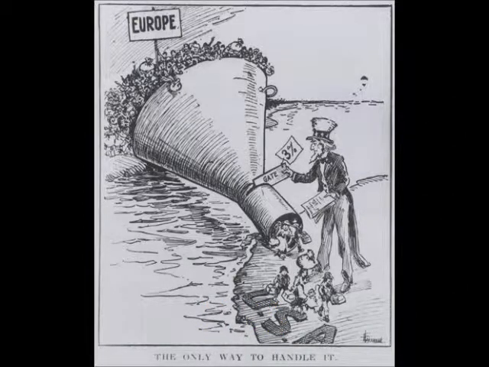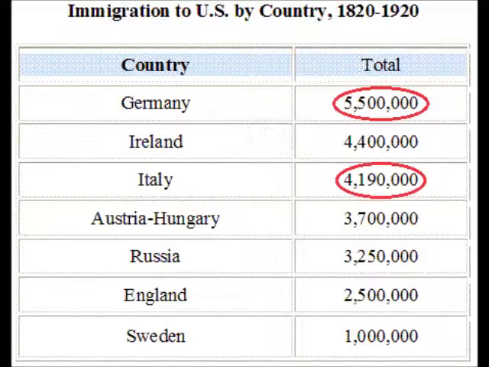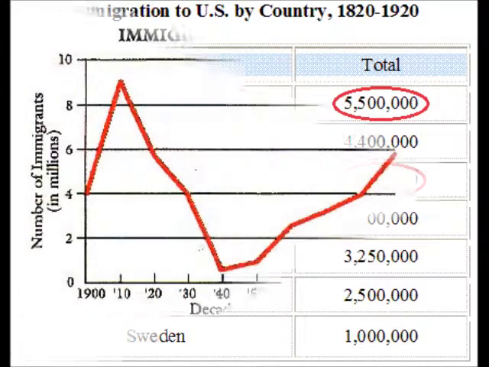This quota was very favorable to immigrants from Eastern and Southern Europe, because a large number of them had already immigrated by 1910. As you can see from this chart of immigration to the U.S. by country, from 1820 through 1920, most immigrants came from Germany, which is in the east. Southern European countries like Italy also had a lot of immigrants entering America.